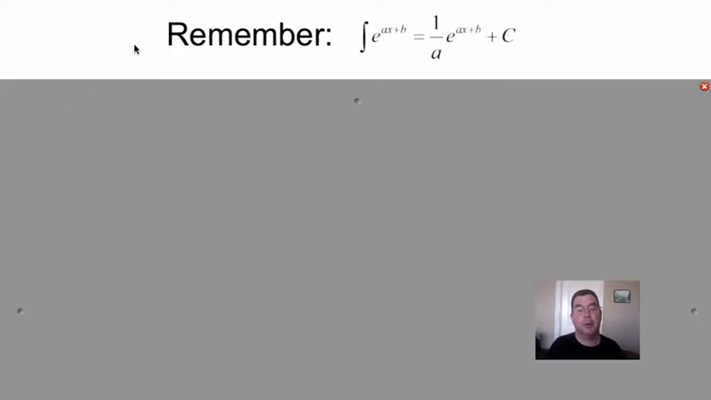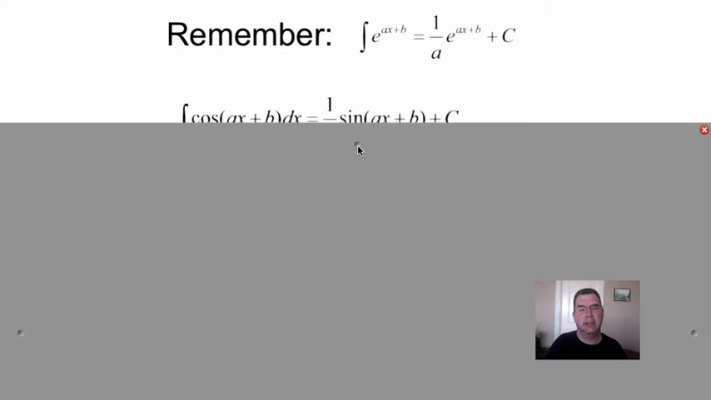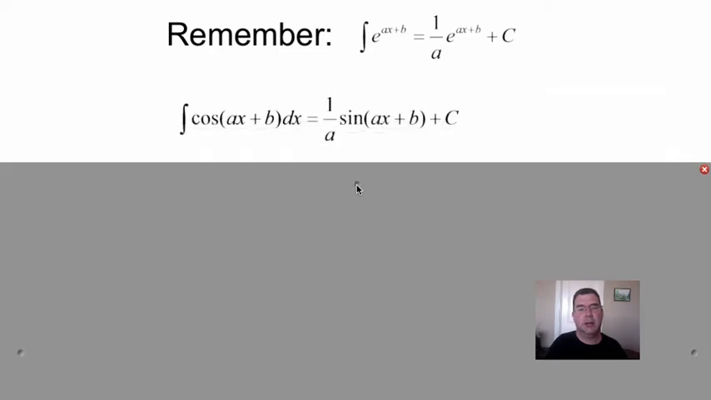I want you to remember what we talked about a couple of lessons ago, where the antiderivative of e to the ax plus b was 1 over a times e to the ax plus b plus c. That's going to come in kind of handy in this next little explanation of what happens when the argument of sine, cosine, or tangent is a little bit more complicated.